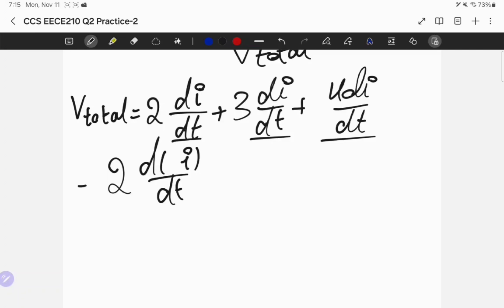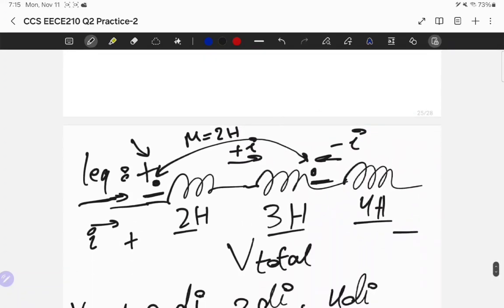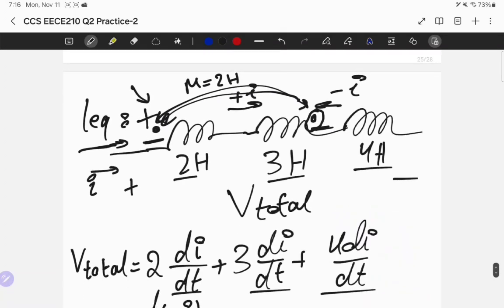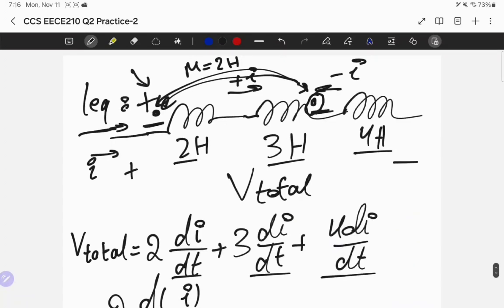Minus 2 di by dt. Now, what about the mutual inductance referred to the 3 Henry? To do this, I go back to the 2 Henry. The current flowing into it is positive I, so the current flowing into the side of the dot is plus I. I'm good.